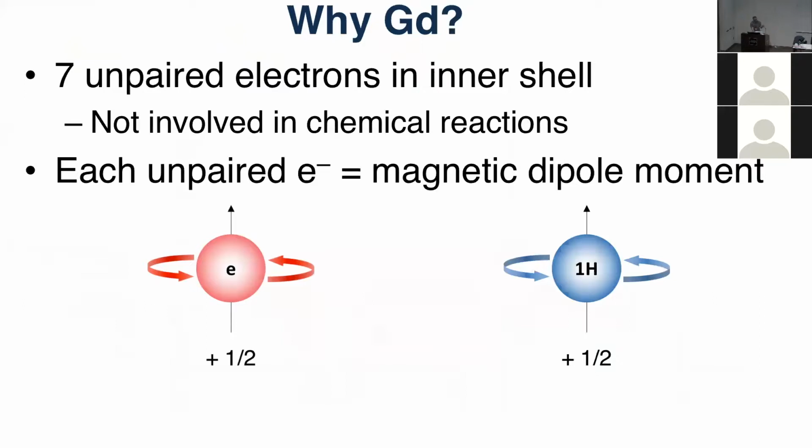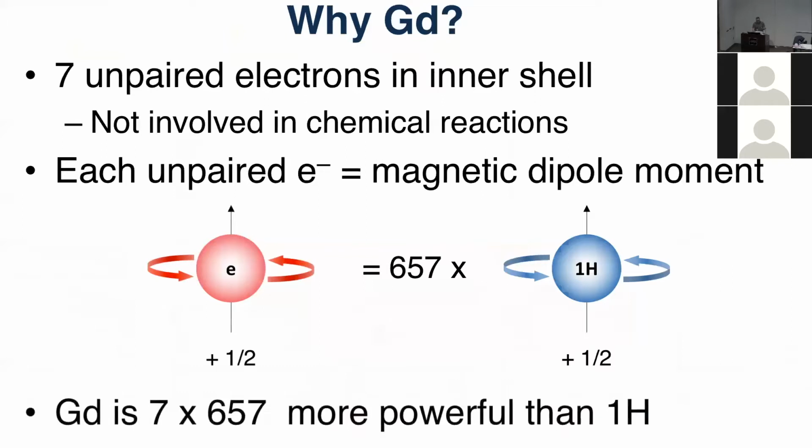Turns out that the magnetic dipole moment is proportional to the charge, and electrons and protons have the same charge but in opposite directions. But it's inversely related to the size. Electrons are much smaller than protons, so they have a much larger magnetic dipole moment. In fact, an electron has a magnetic dipole moment 657 times greater than the magnetic dipole moment of a proton.